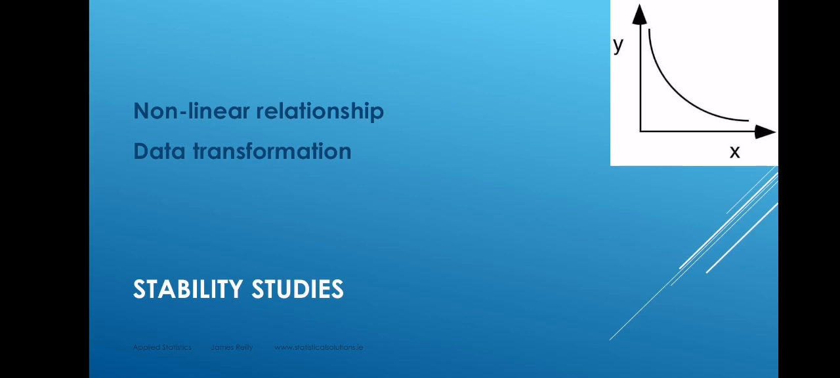Sometimes it can happen that there's a non-linear relationship between the assay percent and time. Like the drug may degrade quickly at the start, but then the rate of degradation might slow down. If that's the case, we can use a data transformation to linearize the relationship. And that is discussed in earlier parts of chapter 6.